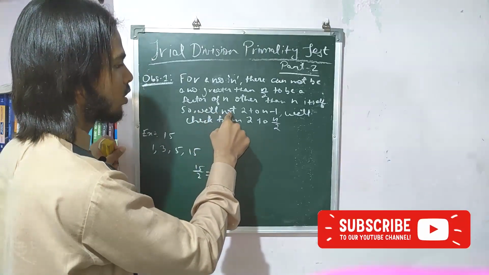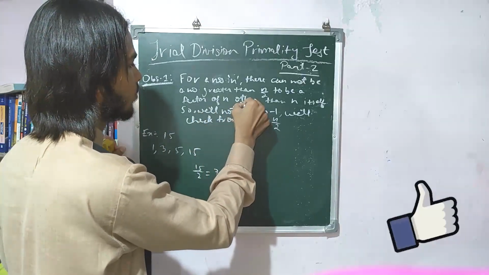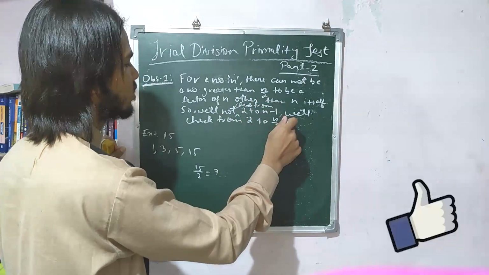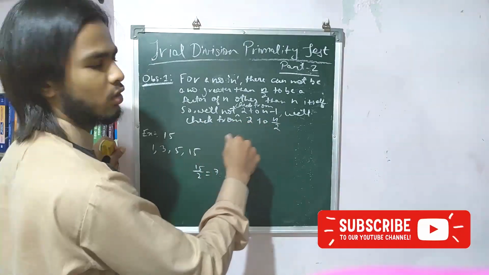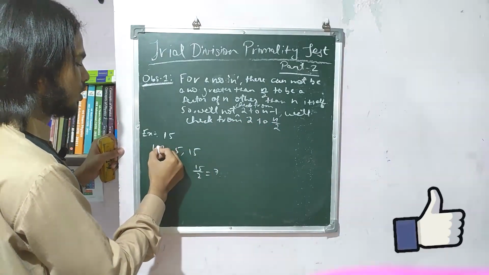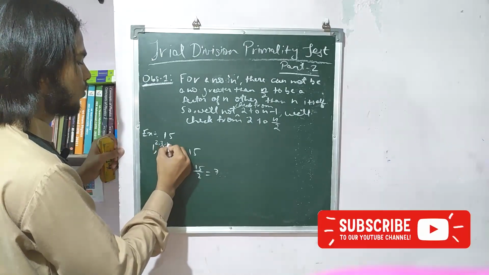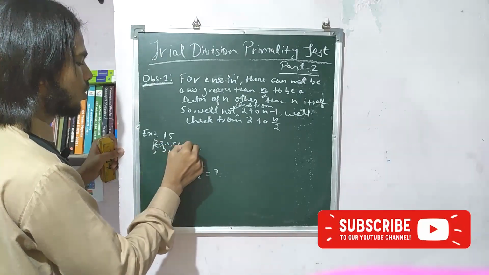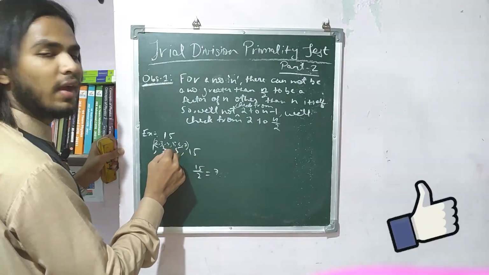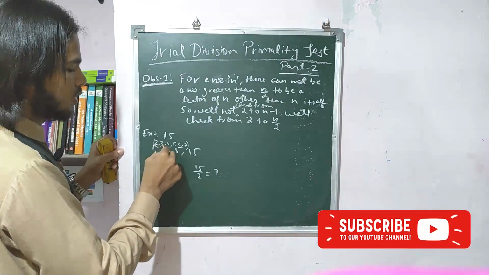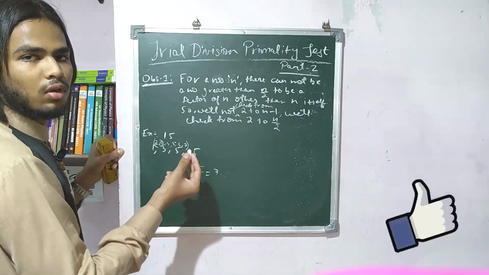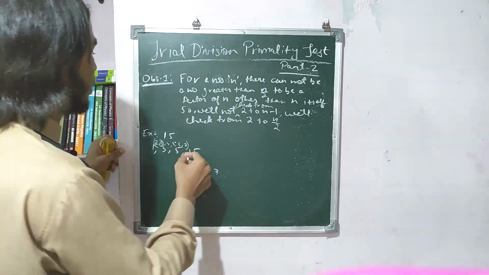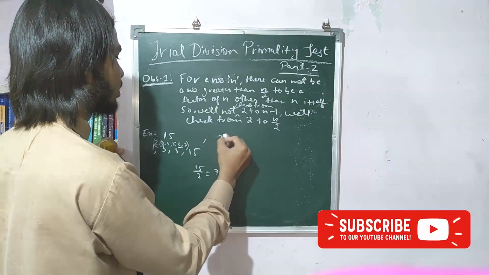So we will not check from 2 to n minus 1, we will check from 2 to n by 2. So we'll only check 2, 3, 4, 5, 6, 7. We will only check from 2 up till 7 to find whether 15 is prime or not. Here 3 comes out to be a factor, so automatically we'll stop the process, and 15 is not a prime number.